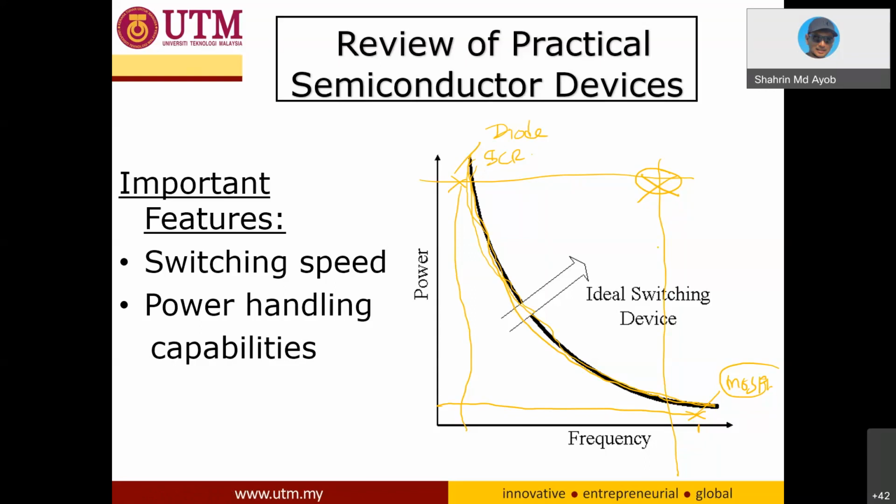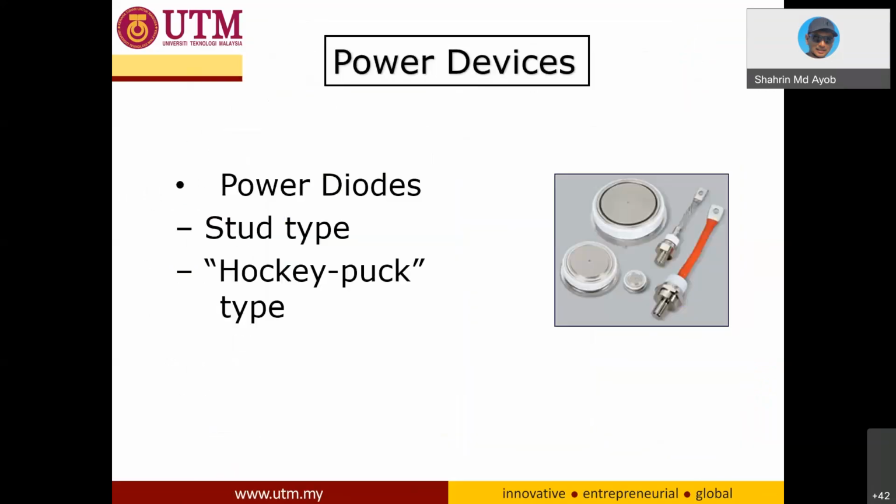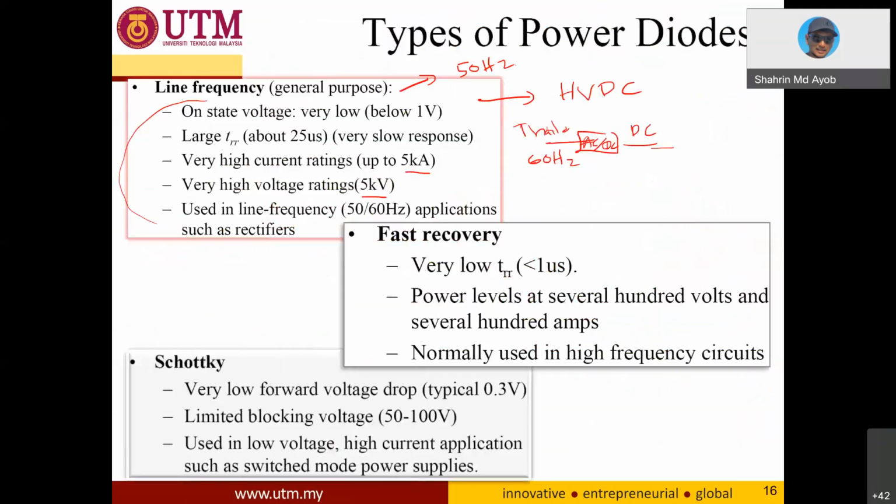So that's why we usually use the medium one, the IGBT. The IGBT is a medium device, meaning that it can handle medium power and also medium frequency. But it depends on the application, as I mentioned in this graph.